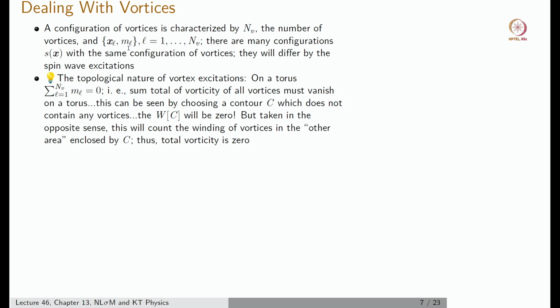Second point is, I mentioned that you are starting with the torus which was in the ground state, and I said that you can't introduce a single vortex. So how can vortices show up at all? Here is a very nice way to see that if you are working on a torus, the excitations have to be such that the total vorticity has to be 0. How do we see that? It's actually a very simple argument.